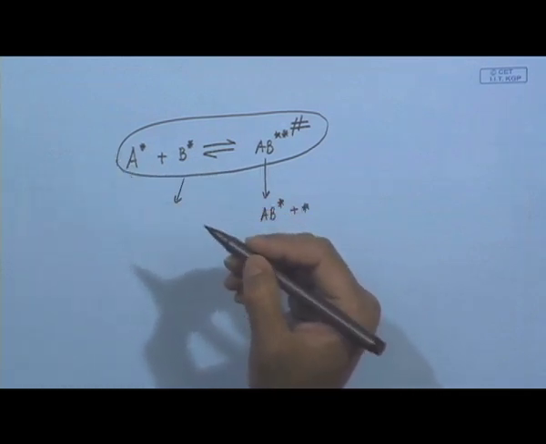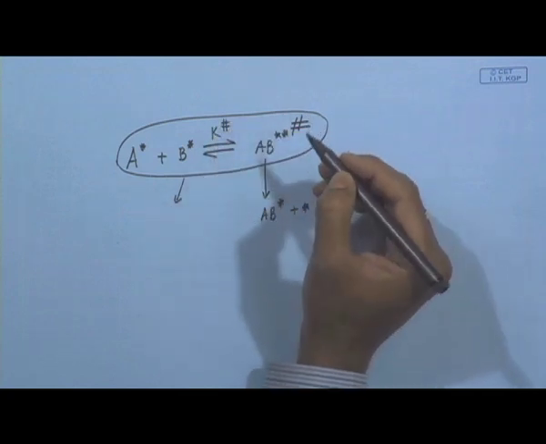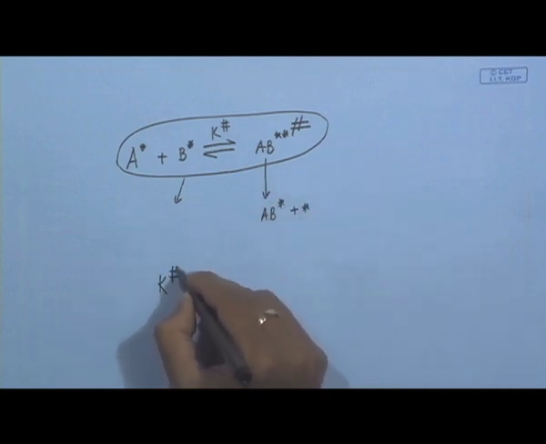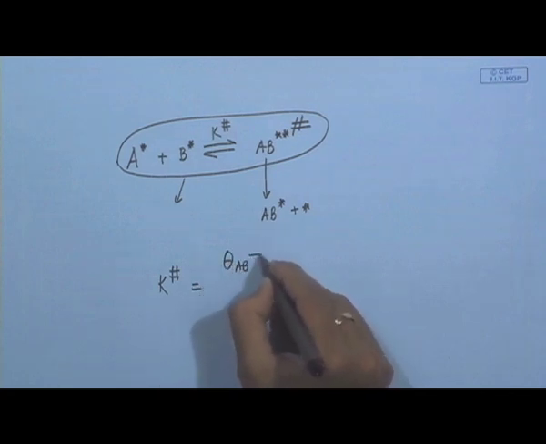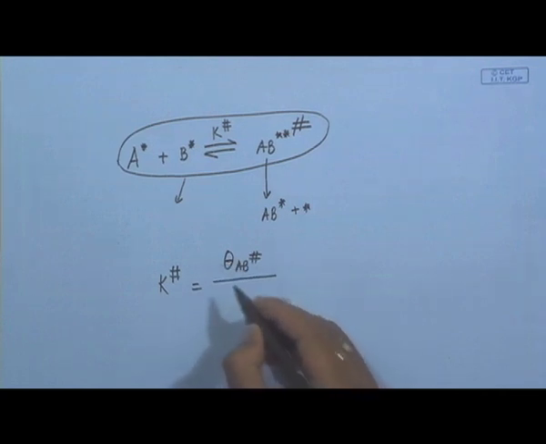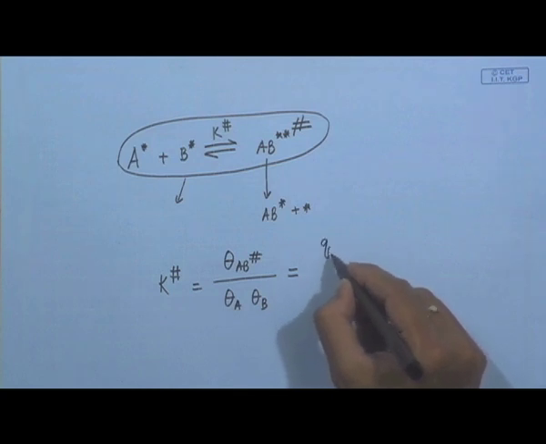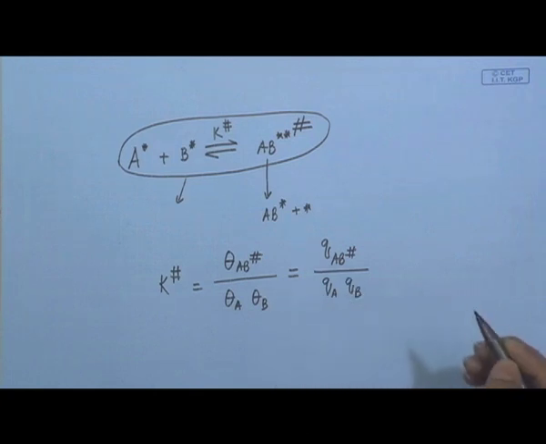So, you have to have one K double dagger, or K pound, or K hat. K hat will be equal to theta AB, related to coverage theta A theta B, which is nothing but equal to Q AB divided by QA times QB.